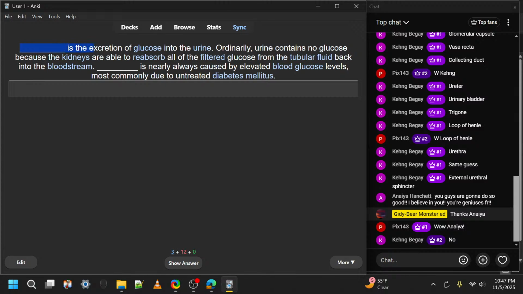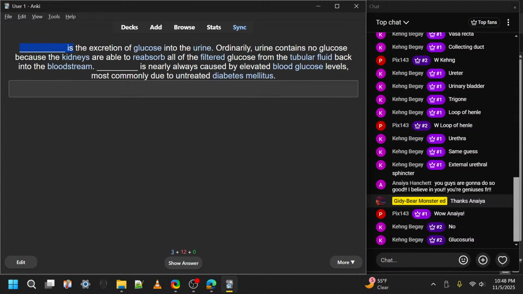Blank is the excretion of glucose into the urine. Ordinarily, urine contains no glucose because the kidneys are able to reabsorb all of the filtered glucose from the tubular fluid back into the bloodstream. Blank is nearly always caused by elevated blood glucose levels, most commonly due to untreated diabetes mellitus. Okay, so the first blank is glycosuria.